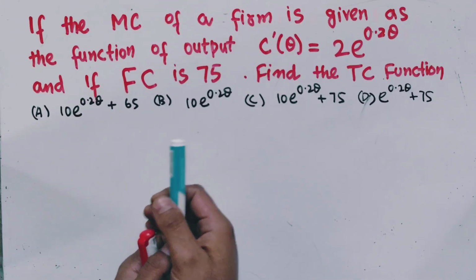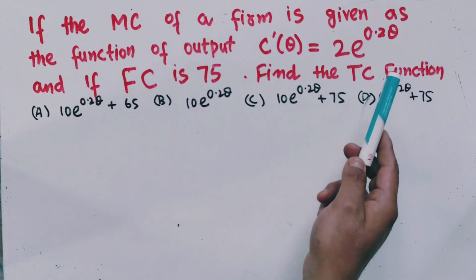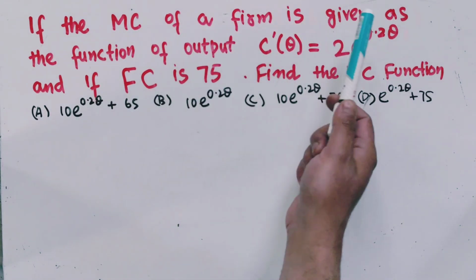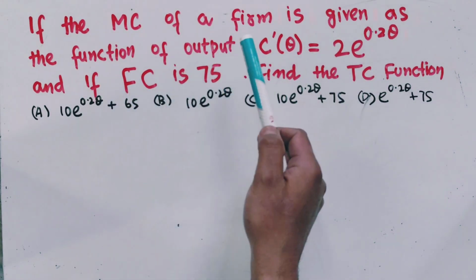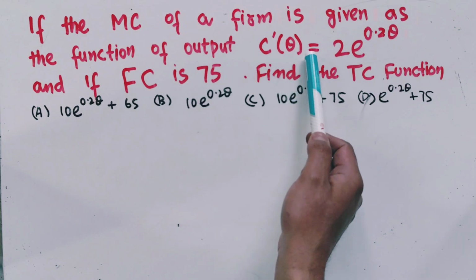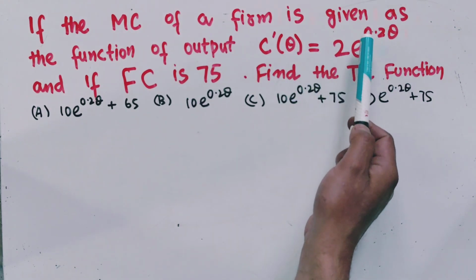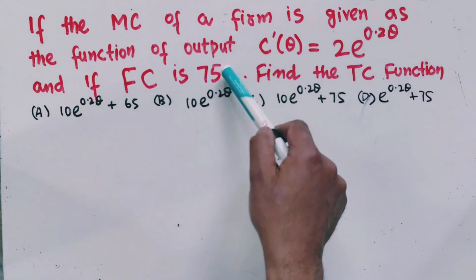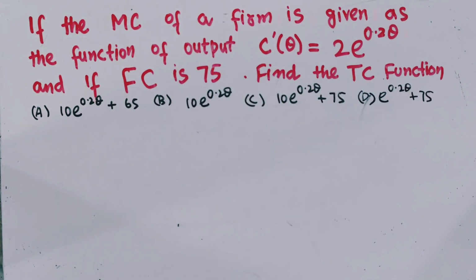The question is to find the total cost function from the marginal cost function. If the marginal cost of a firm is given as a function of output, that is C prime Q is equal to 2 times e raised to the power 0.2 Q, where Q is the output, and if fixed cost is 75, we need to find the total cost function. Options are given, we need to find the correct option.